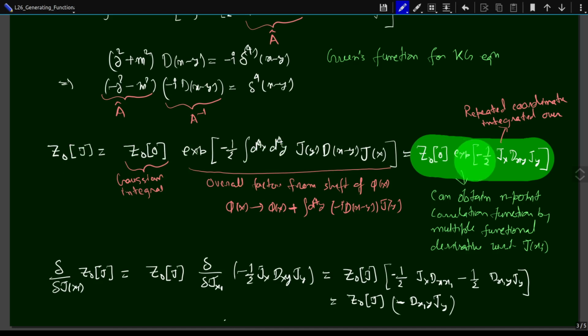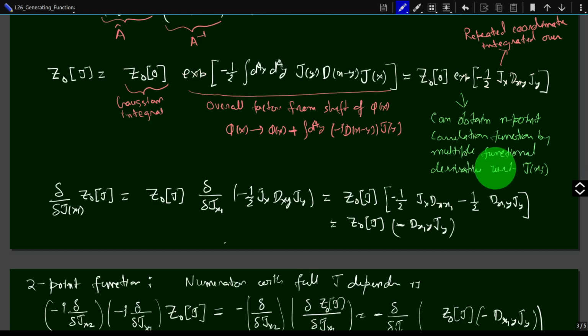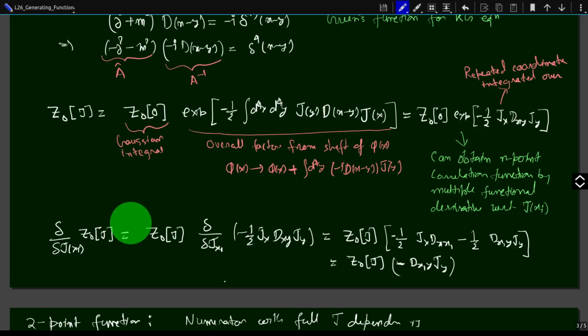Okay, and now once I have this Z0[J] as a function of J, I can obtain the n-point correlation function by multiple functional derivatives with regard to J(x_i). So all I have to do is keep on taking derivatives of this function, and this is a pretty simple looking function whose derivative we have to compute.